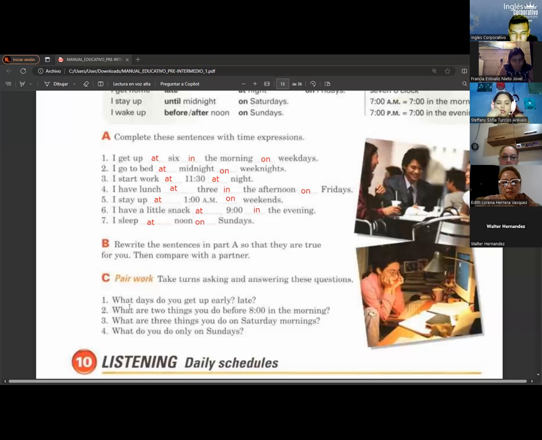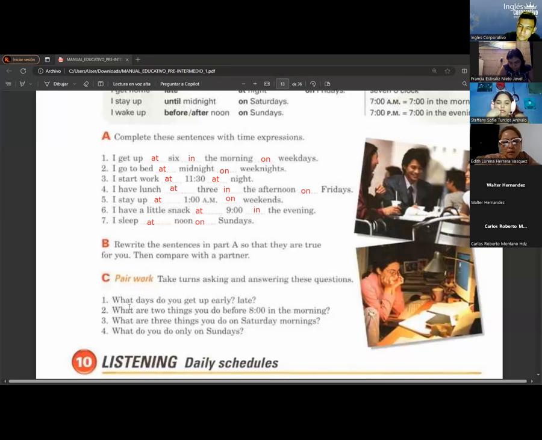Otro voluntario, what are two things you do before 8 in the morning? I receive class. Okay, you have class and? And also go back to my home. Excellent. All right, what are three things you do on Saturday morning?